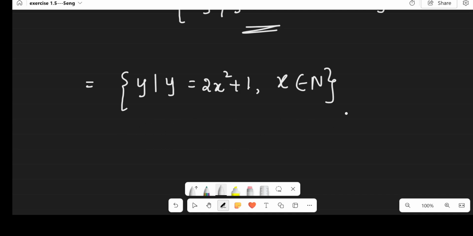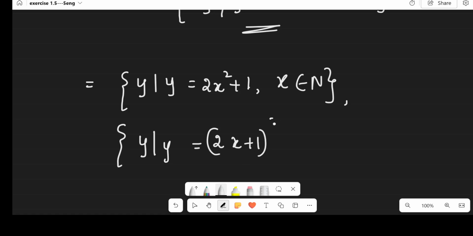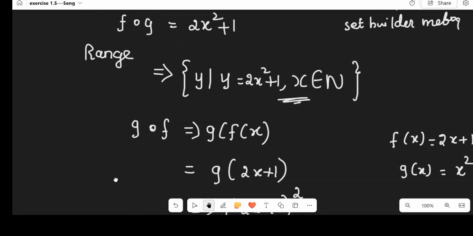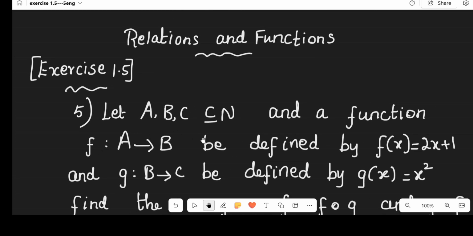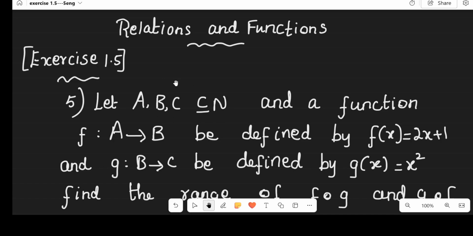And the next answer is y such that y equals 2x plus 1 the whole square, comma, x belongs to N. This is the answer of the fifth problem in exercise 1.5. If you understand the concept like set builder method and composition of functions, you will be able to find out this answer easily. The video link is in the description.